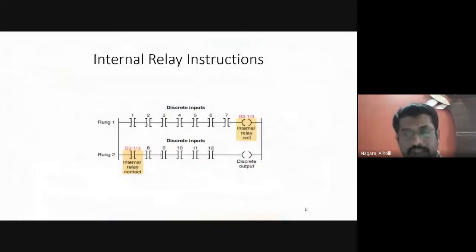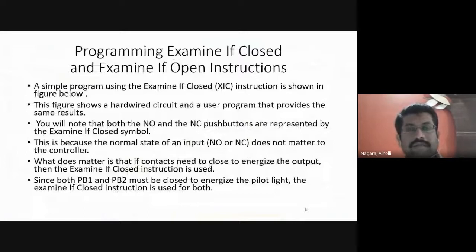Next is programming examine if closed and examine if open instructions. These instructions, of course, we have gone through, but now we are going to study how to program, how to use these instructions in our program. We have already seen what is the XIO instruction, examine if open, and examine if closed. We'll see them again in brief, and then we will also see how to write the program using these instructions.